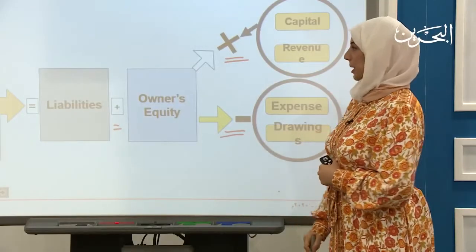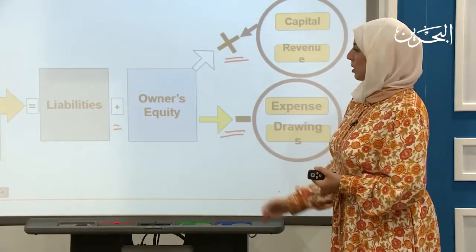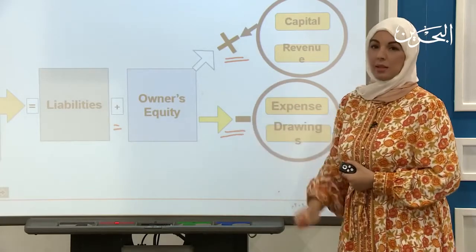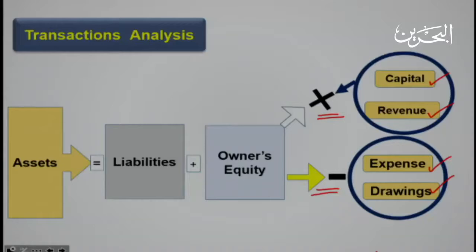of the company. What's the account that will increase the owner equity, and what's the account that will decrease the owner equity? The accounts that will increase the owner equity of the company are the capital and the revenue. And the accounts that will decrease the owner equity of the capital will be the expense and the drawing.